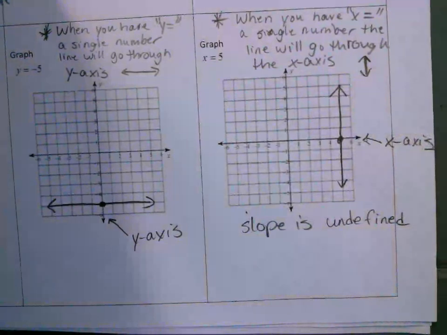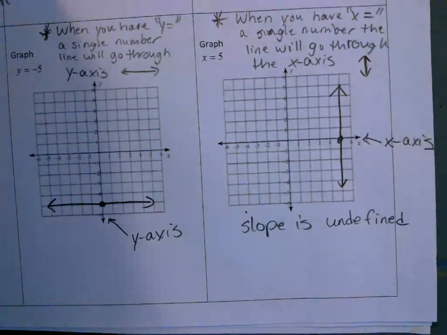When you have x is equal to a number, it's going to be a line that goes straight through the x-axis. When you have y is equal to a single number, it's going to be a line that goes through the y-axis. I'm going to pause for the calls. Put this in our folder, please, on the work to do side.